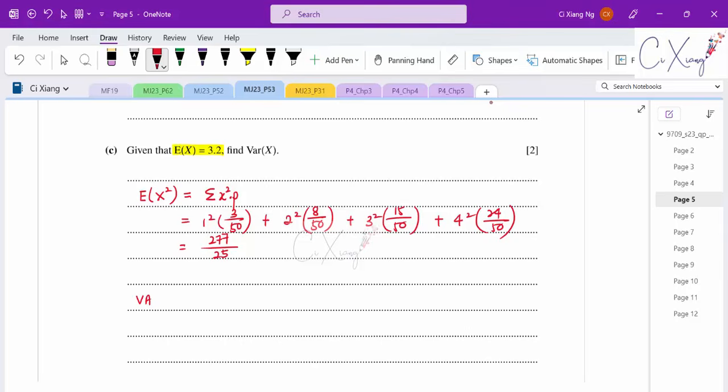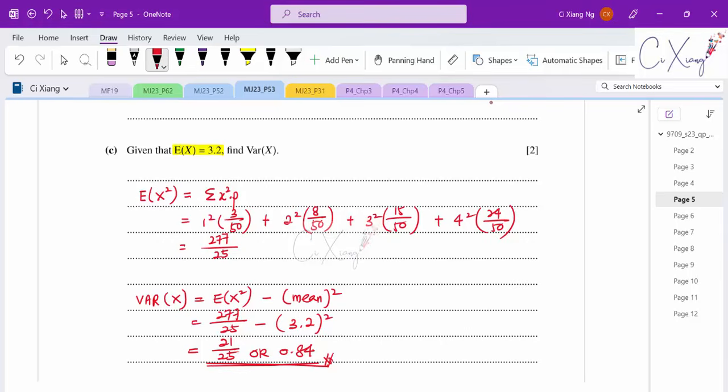Okay, now I want to calculate the variance. To calculate the variance, I have to apply the formula: the expected value of x squared, then minus the mean squared. The expected value of x squared I just found, 277 over 25. Then minus the mean. The mean is given, which is 3.2, and then we square it. From here, we have 21 over 25, or 0.84. Alright, so this is basically how we solve question number 3C.